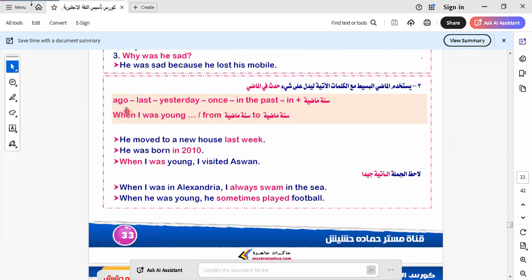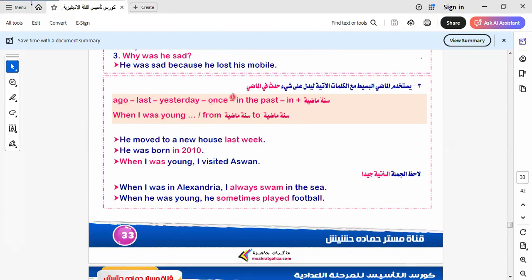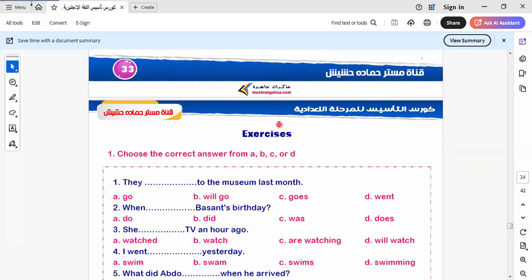Here are the keywords of this tense: ago, last, yesterday, once, in the past, in any year in the past. Here we are in 2025. If we talk about 2024, it will be past. If we talk about 2022, past. If we talk about 2023, yes, past. So when we talk about any year before the year we are in, it will be in the past. So the keywords of this tense are ago, last, yesterday, once, in the past, and any year in the past.